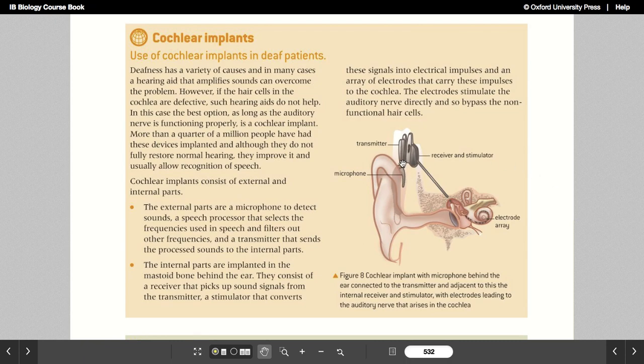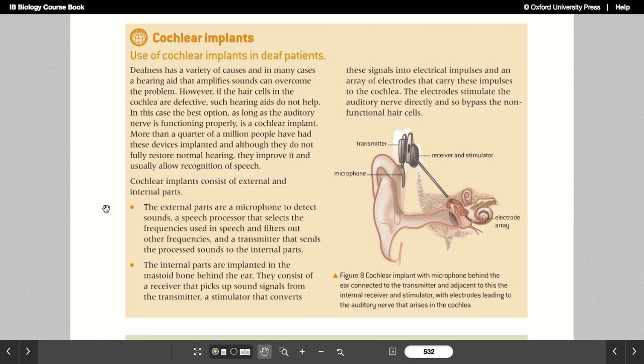So microphone and transmitter are outside. Microphone picks up sound. Transmitter sends the sound over to the cochlea. So this part is outside of your head. This part is on the inside of your head. And then the receiver is going to get information from the transmitter, and the stimulator is going to convert the sound into electrical signals, and the electrical signals will be passed on to the auditory nerve, which will then go to your temporal lobe for interpretation.